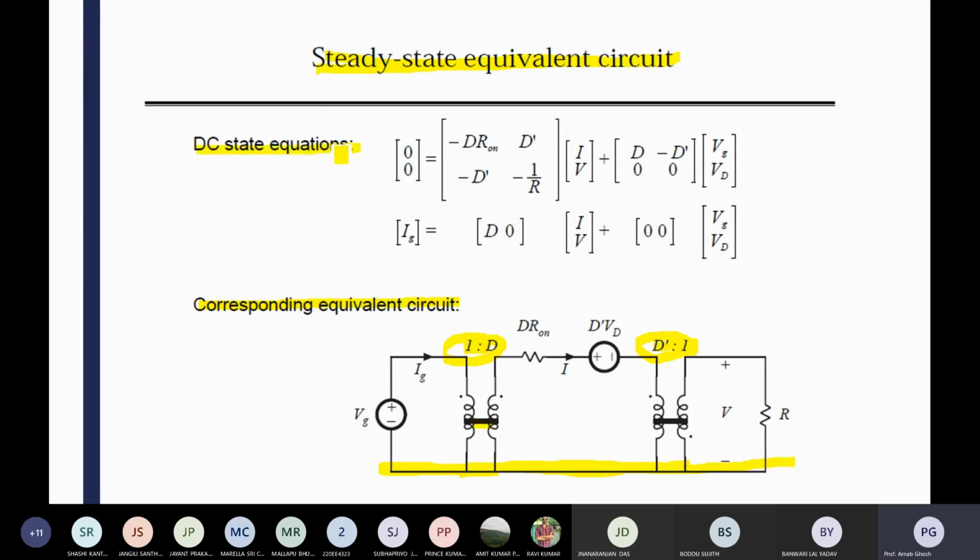The state variables are 0. Definitely the rate of change of the state variable for the constant should be 0. Here you are getting the values of I, V, everything. So then you are getting VG and VD. All are there. Finally, it is your input current in the form of state variables. If you replace them, you will get that equation.